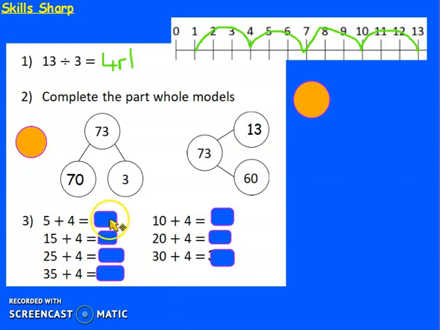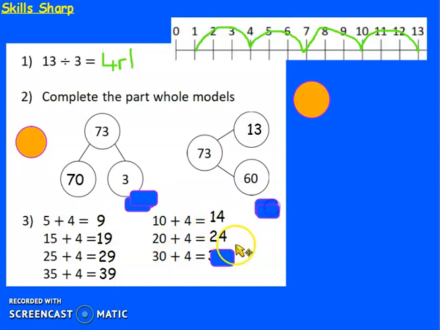Have you had a go at the addition facts? I'm going to reveal the answers now. Mark them as we go along. You should see a pattern, because you're adding 4 each time. You can see that the answers have 9 in them each time. What about these ones? You should see a pattern in your answers because you were adding 4 each time. Well done, Year 4. Let's move on.